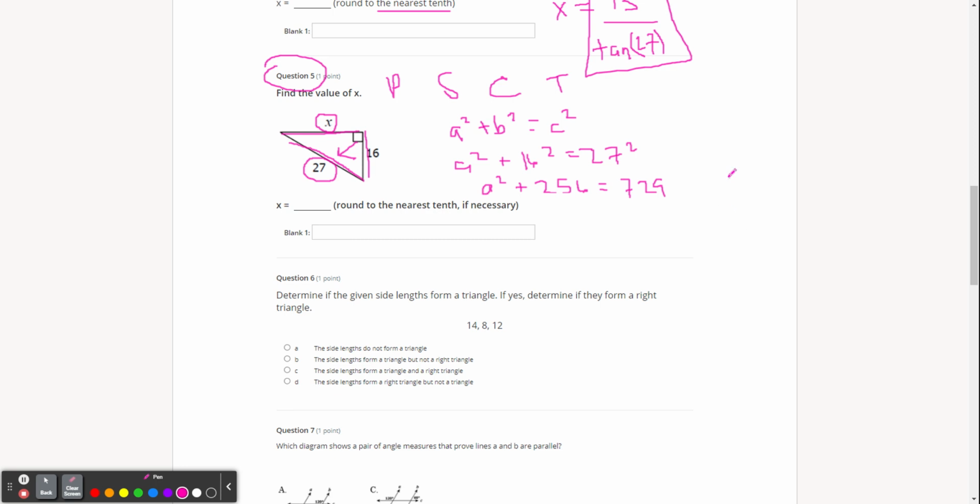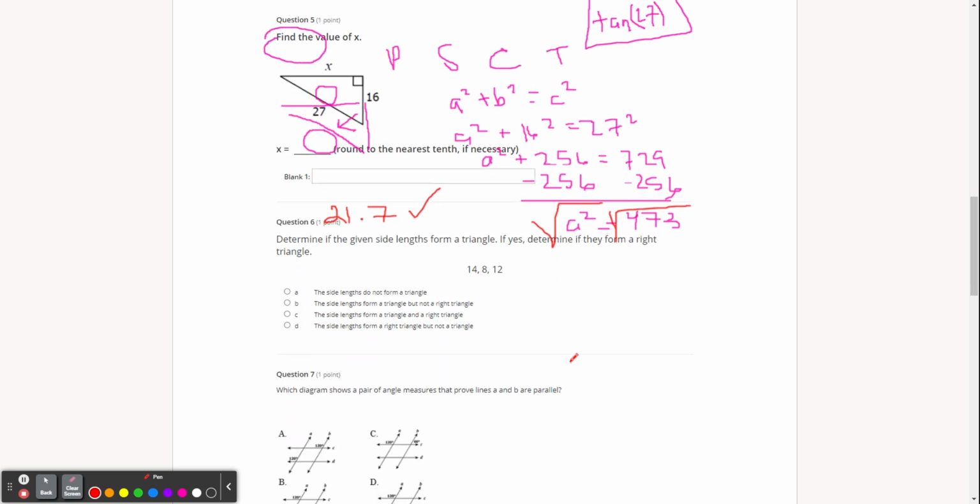You do subtract, in fact. So now we need to know, what is 729 minus 256? 473. And that equals A squared. So now what? Square root. Take the square root of both sides. And what is the square root of 473? 21.7? Yes. Killing it.